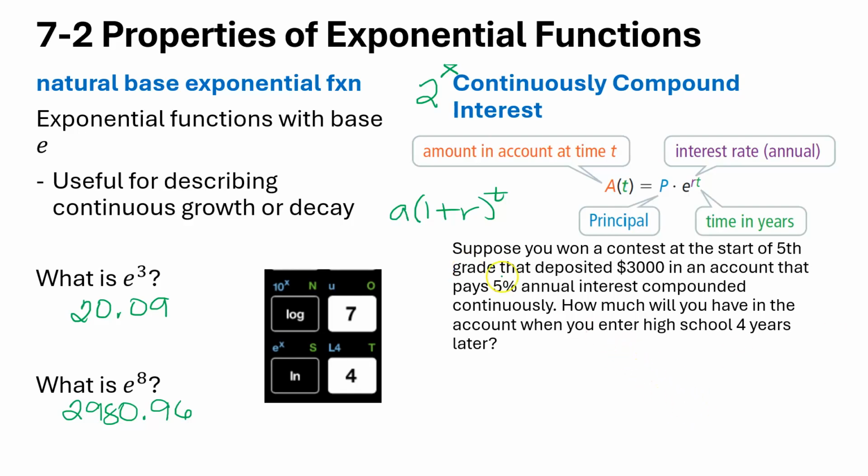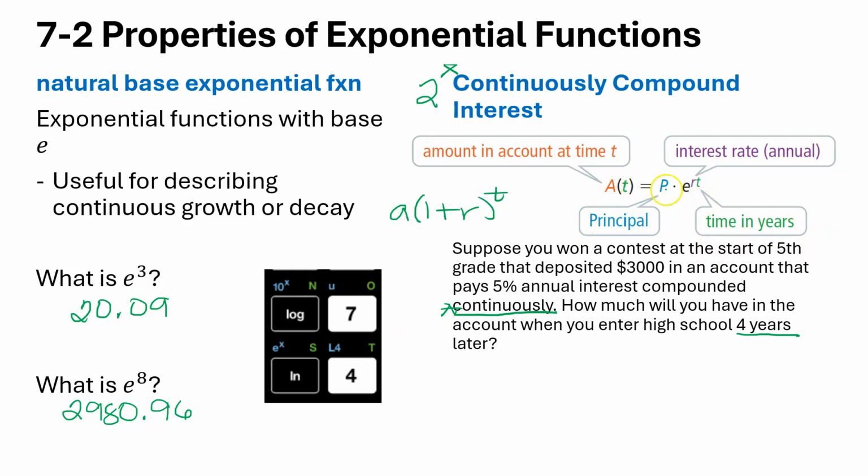So let's have this example. Let's say we have a deposit of $3,000 that pays 5% annual interest. There we go. Compounded continuously. Okay. So you got to be mindful reading those problems, so you know which is the appropriate formula to use. So how much will you have in the account after 4 years? So again, it was mentioned that it is a continuous compounding. Therefore, we are going to use the PERT formula.